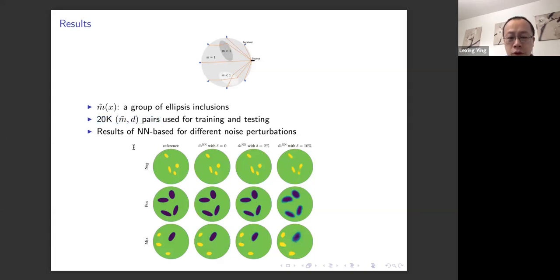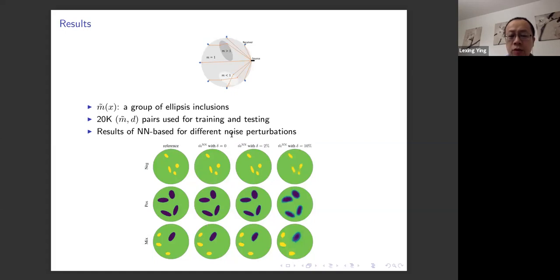So here I show you 12 different plots. The top row is what if we only have negative perturbations. The middle row is where we have only positive perturbations. And the last row is what if we have both positive and negative perturbations. The first column is the reference solution, and the second column is where we have no noise. What does our reconstruction look like?